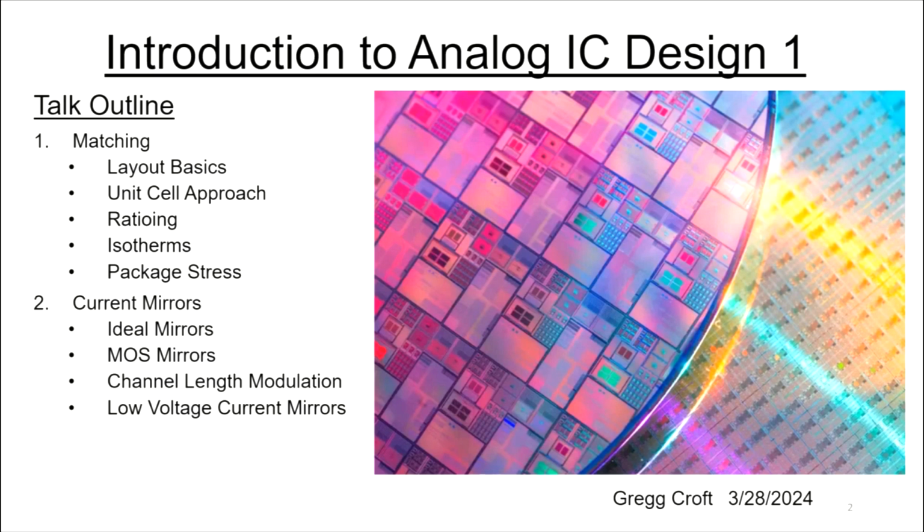Okay, the talk is divided into two sections today. I'm going to be spending the first half of the talk on matching. Why do we like matching? Why is it needed for analog circuits? And then going through a bit about how we create matched devices. The second part of the talk is going to be current mirrors. Everything you'd ever wanted to know, or maybe you never wanted to know, about current mirrors. Current mirrors are very, very important in analog design, so that's why I'm going to spend a lot of time on those. There'll be a quiz at the end.